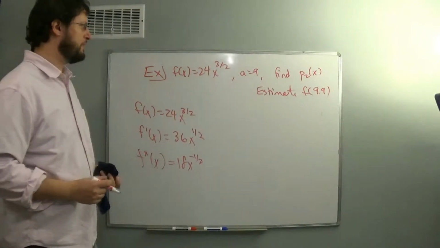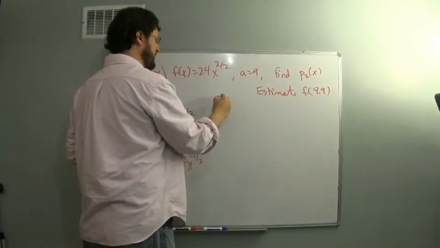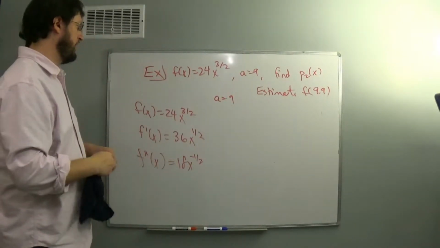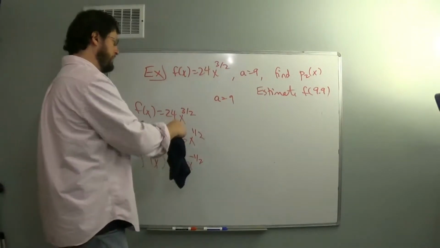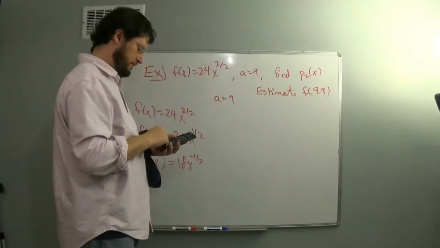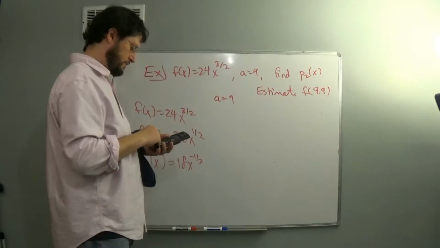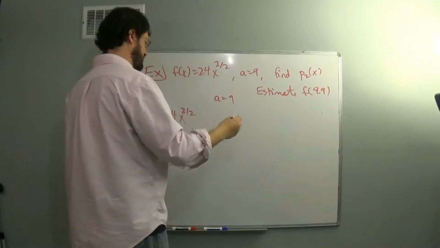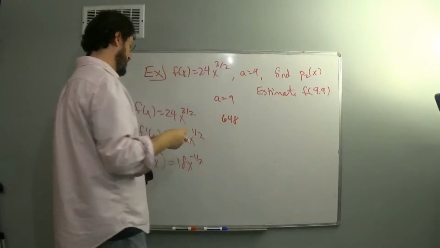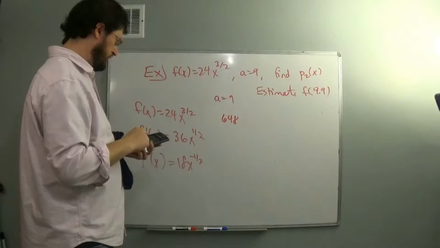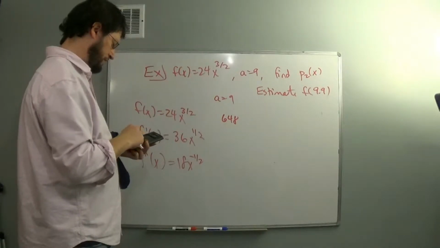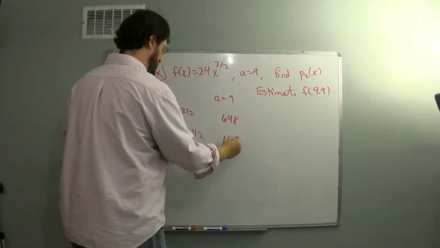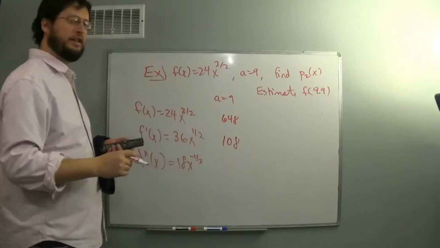Remember that our next step is to plug in the center value. So then we plug in at a equal to 9. If we plug in a equal 9, that's 24 times 9 to the 3 halves, which is 648. That's 36 times 9 to the 1 half, which is 108. And that's 18 times 9 to the negative 1 half.